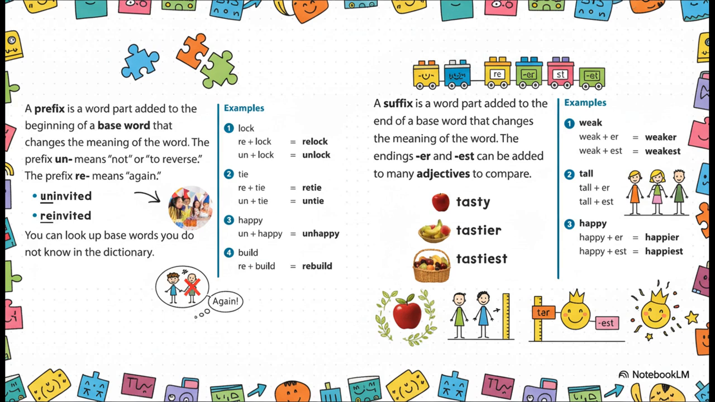Then you have suffixes. They snap onto the end of a word, like when you add er or est to compare stuff, like something is big, something else is bigger, and that thing over there is the biggest.